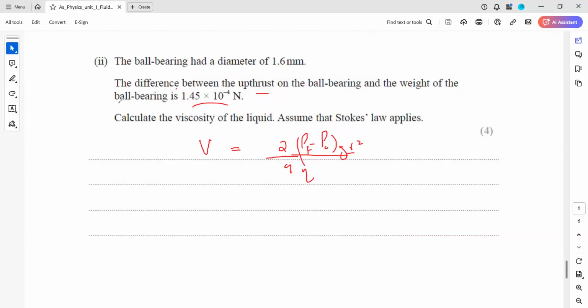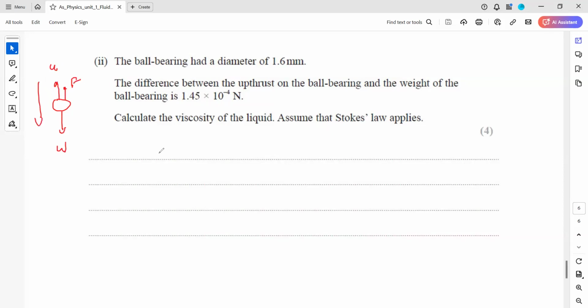Or, because it is moving at a terminal velocity, weight is acting downward, upthrust is acting upward, and the viscous drag is also acting upward as it is going down. So we can say upthrust plus viscous drag equals weight, or upthrust minus weight equals viscous drag. The difference between the upthrust and the weight is given, so this value is given to us. This is 1.45 into 10 power minus 4. The viscous drag is 6 pi eta r v.